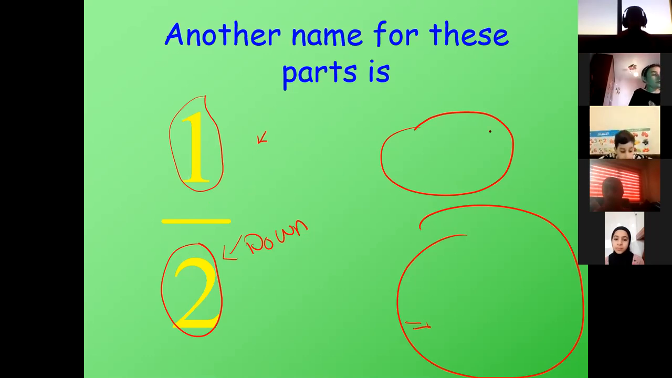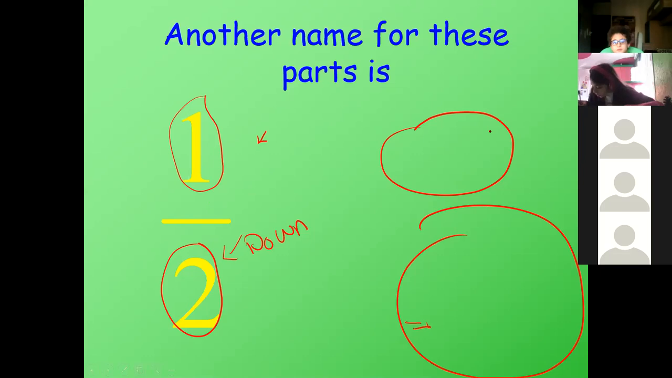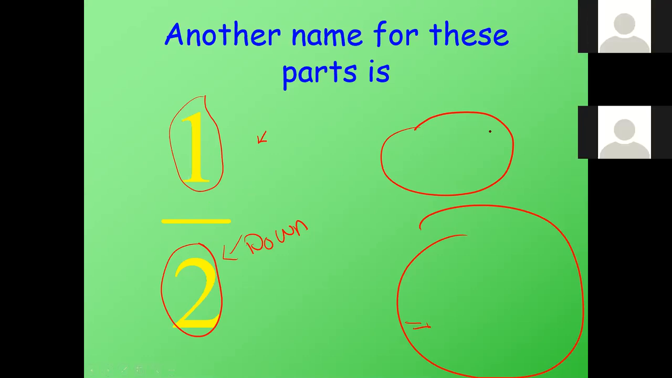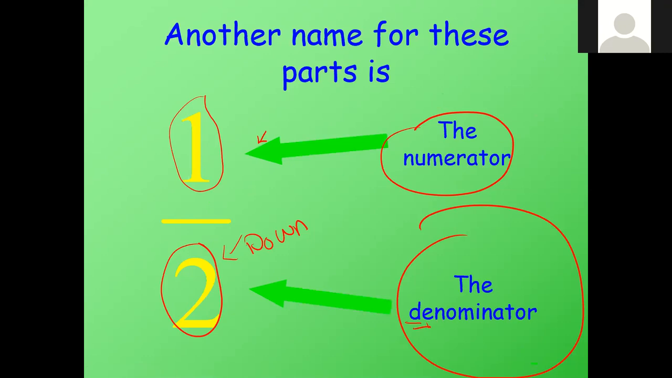One represents what? The number of what? Is it the total? No. The number of colored parts. Excellent. Two represents what? The total number of equal parts. Excellent. Yes, but not always the 1 and the 2, like 2 and 4. Not always the 1 and the 2.